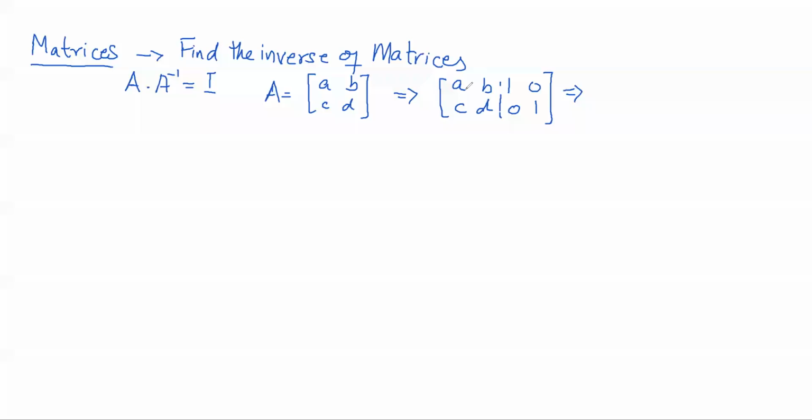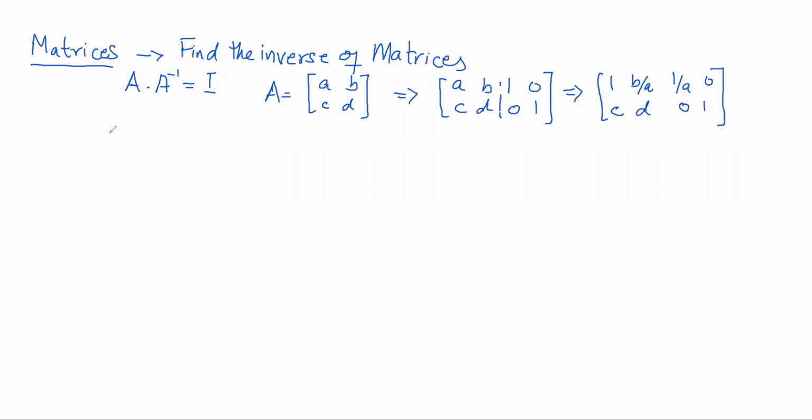For the row operation, first of all we divide the first row by A to make A as 1, supposing that A is not 0. So A divided by A is 1, then B over A, then 1 over A, and then 0. So we have divided the first row by A. The second row stays C, D, 0, 1.